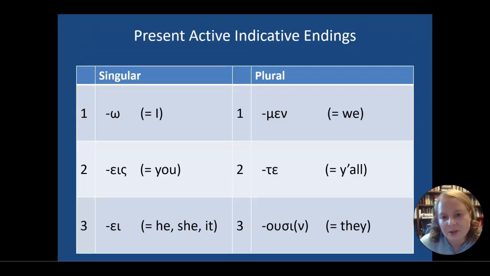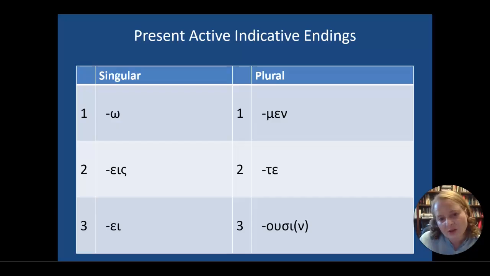Okay, this is what it looks like in Greek. What you really want to pay attention to is not the word itself, because you can now add these endings to any verb. And once you add the ending, then you're going to be able to recognize which is the person that's doing the action. So if it ends with this omega, it's I who's doing the action. If it ends with -eis, it's you; -ei, he, she, or it; -omen, we; -ete, y'all; and -ousin, they.